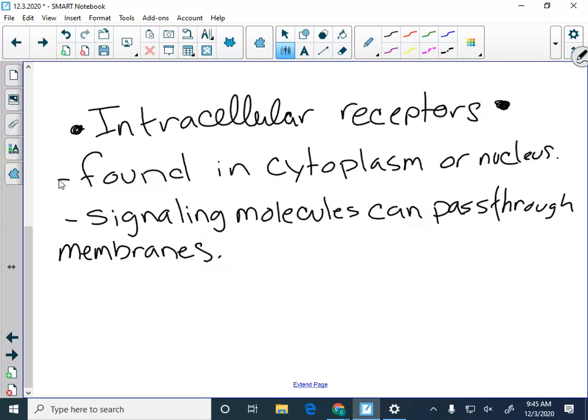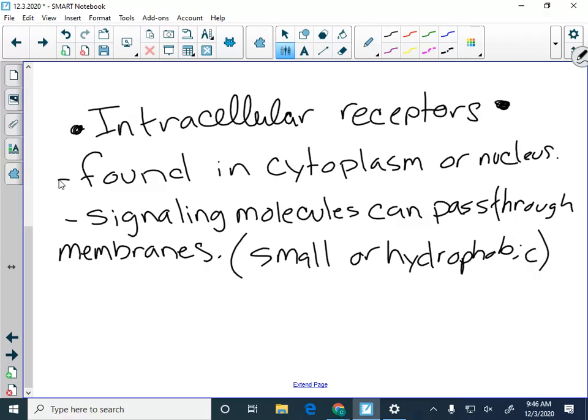Why do the extra work of binding on the outside and then transmitting the signal through the cell if the signal can just come into the cell on its own? So these signaling molecules are usually small or hydrophobic, because those types of molecules can pass through the cell membrane without having to be actively transported in.